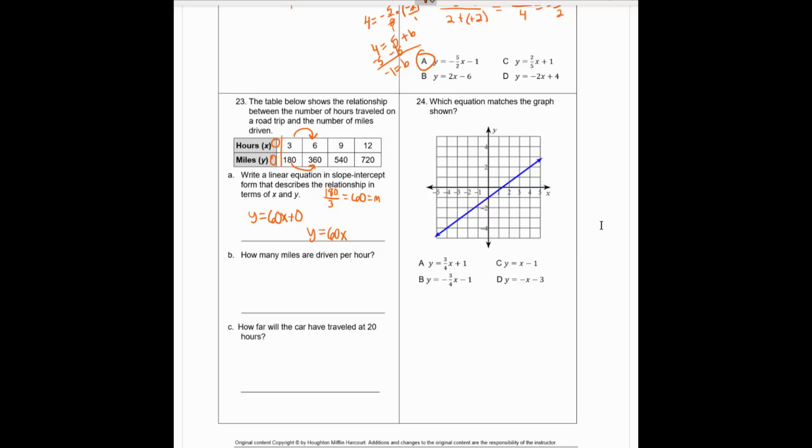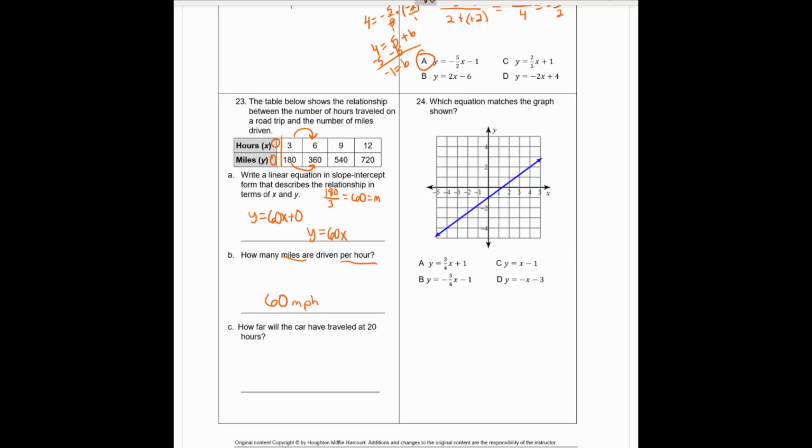Another way of thinking of it would be to say, what's the relationship between 3 and 180? What's the relationship between 6 and 360? I'm multiplying by 60 each time, and so that gives me y equals 60x. So part B says, how many miles are driven per hour? Well, if you have 180 miles in 3 hours, your miles per hour are the simplification of that, which is what we got for the slope. So m is giving us the same thing as miles per hour. So 60 miles per hour.